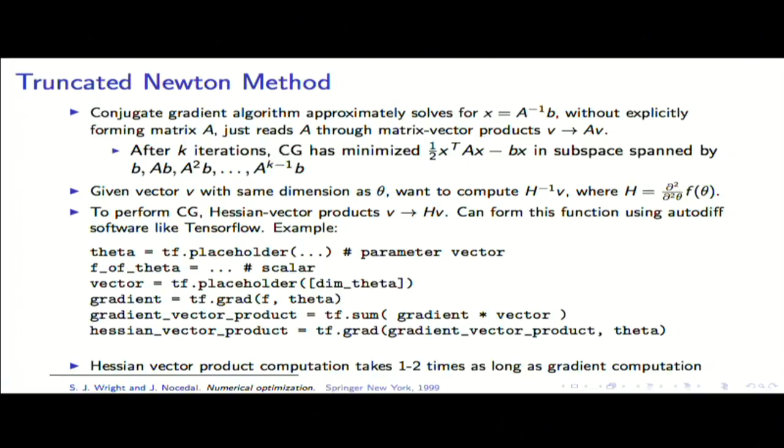Backpropagation just computes the gradient of a scalar. So the nice thing here is we're forming this scalar, which is the gradient vector product, and then we differentiate it to get the Hessian vector product. And so these were all efficient operations, which are gradients of scalars. It turns out that this Hessian vector product is only 1 to 2 times as expensive as computing the gradient of our loss function f of theta.